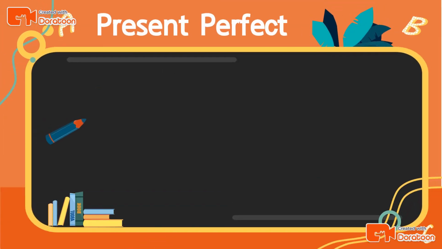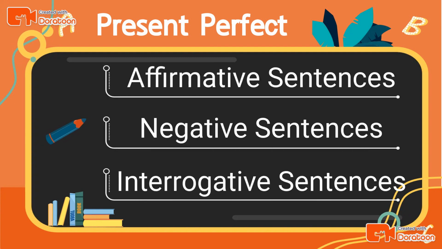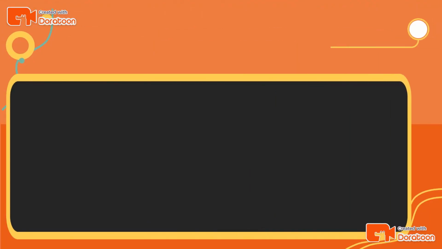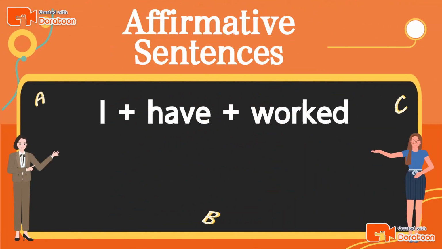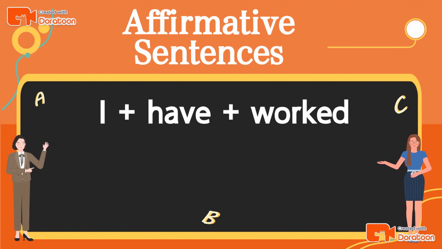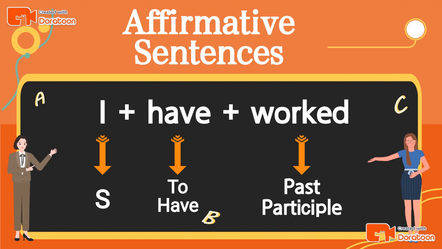Next, we will see the use of the present perfect on affirmative, negative, and interrogative sentences. For the affirmative form, we have another simple sentence with the same structure as the last one. The subject, I, plus the appropriate form of the auxiliary verb to have, plus the past participle of the verb work.